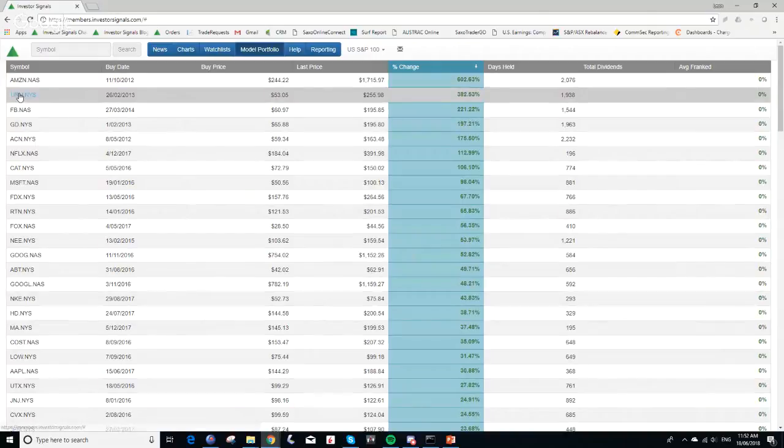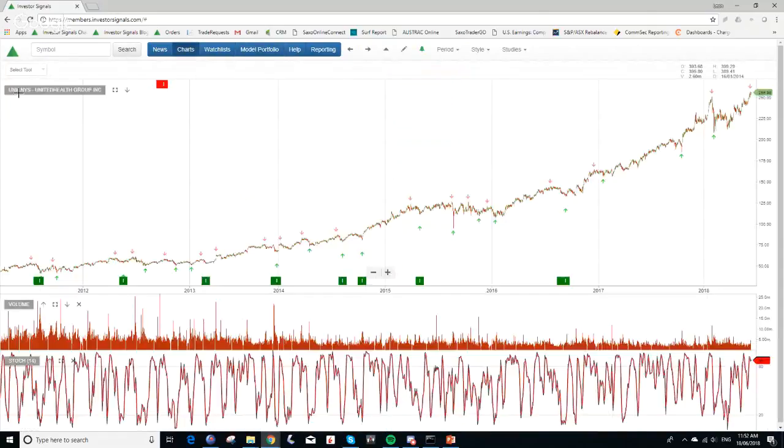We go down to the next one, United Health. We looked at that. This particular company is one of the names that are inside the Dow 30, so it was added to the model back here.